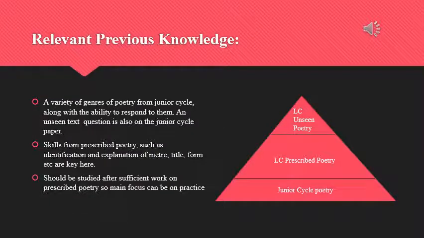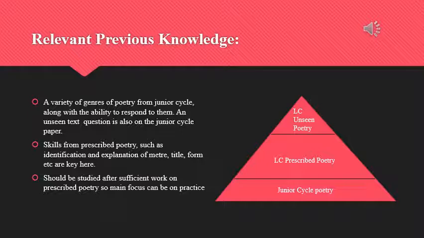Relevant previous knowledge. Students will have already studied a variety of genres and styles of poems from junior cycle. The unseen text question can be on an unseen poem, such as in the 2019 higher level junior cert English paper. So students should have a level of practice at this style of question.